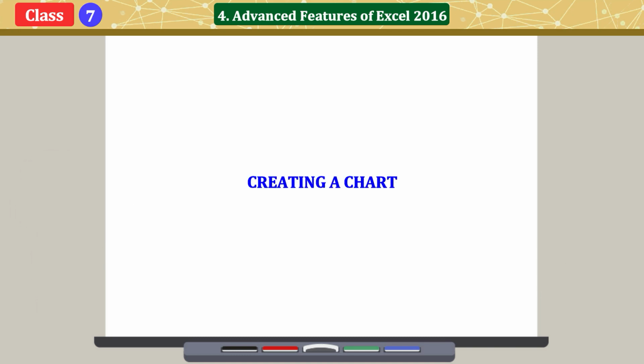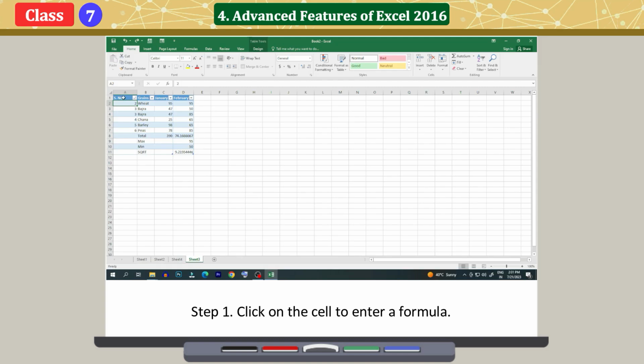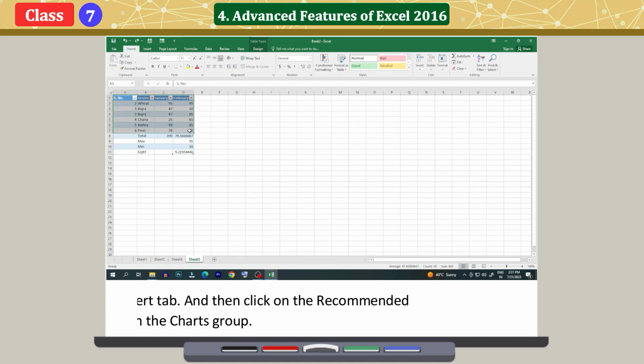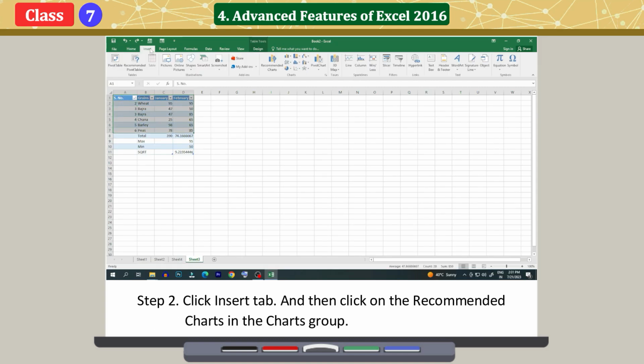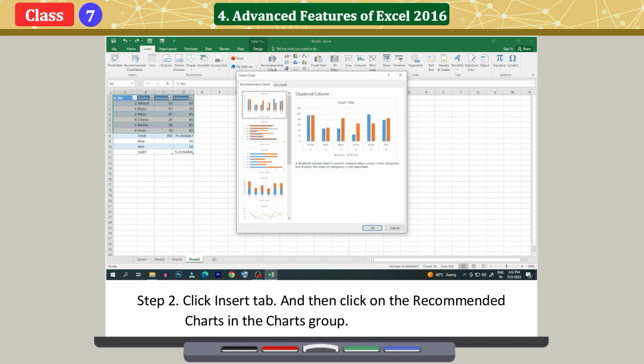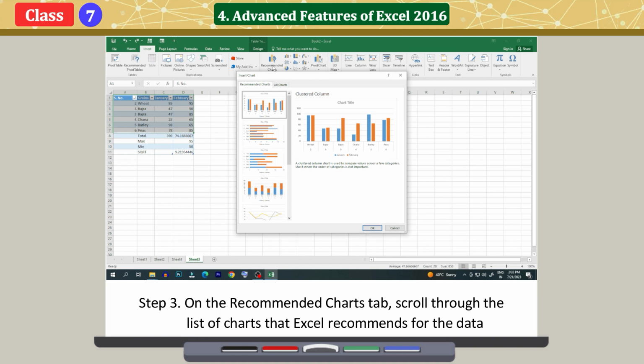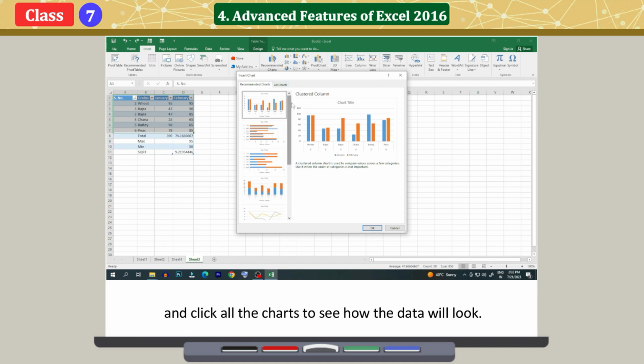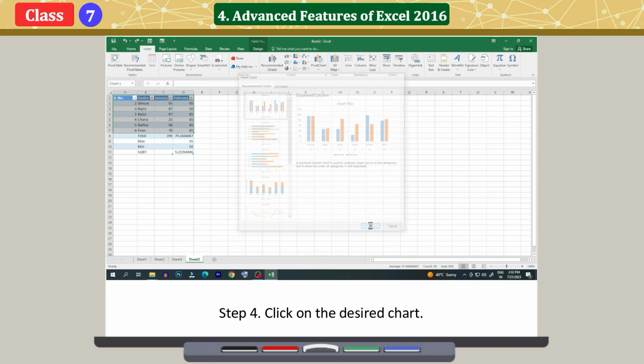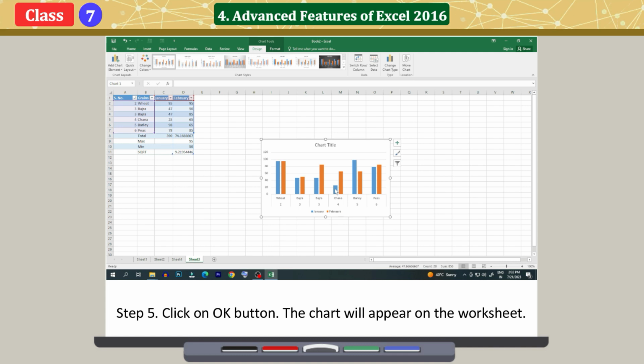X-axis. Creating a chart. Click on the cell to enter a formula. Click the Insert tab, and then click on Recommended Charts in the Charts group. On the Recommended Charts tab, scroll through the list of charts that Excel recommends for the data and click all the charts to see how the data will look. Click on the desired chart. Click on OK button. The chart will appear on the worksheet.